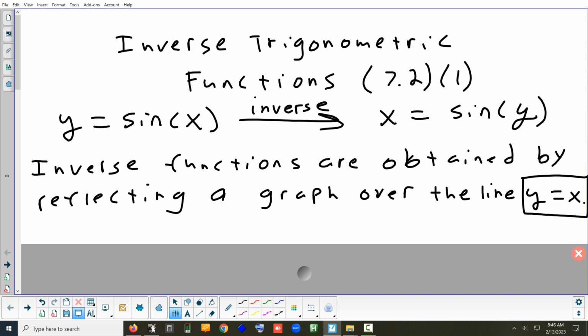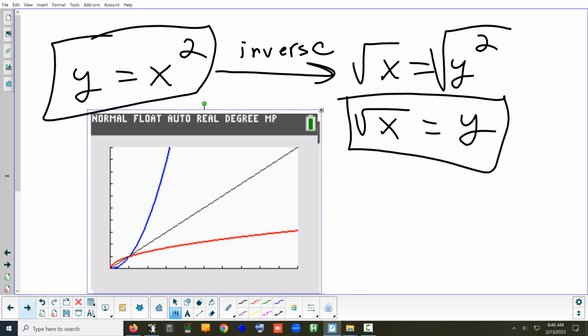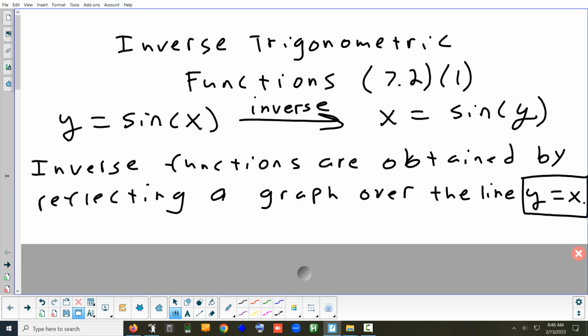Now, the same problem we have here is the same issue we had right here. Once you switch the x and the y, you need to get the y back by itself again. Well, here you do that by taking a square root, because square root undoes squaring. Here, you need to undo taking the sine. So we have to get rid of this sine, so y is by itself again.